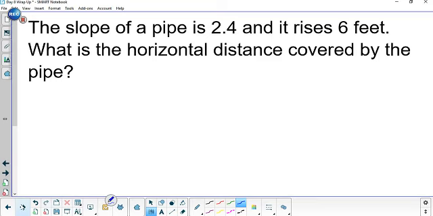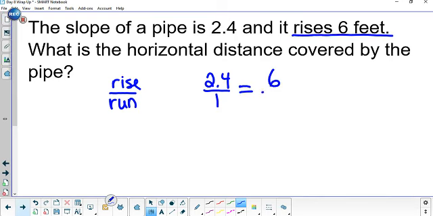The slope of a pipe is 2.4, and it rises 6 feet. What is the horizontal distance covered by the pipe? So we did questions like this as well. We've got rise over run. We know that the slope is 2.4. If it's not given to us as a fraction, we can make it a fraction by putting it over 1. Then we know it rises 6 feet. We are looking for the horizontal distance, which is the run.